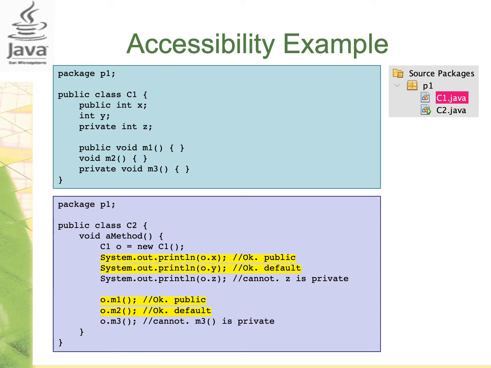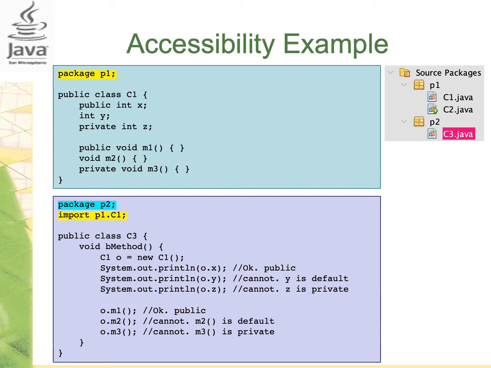The same goes for the methods. o.m1 is valid because m1 is public. o.m2 is also valid because m2 is default and class C2 is in the same package as class C1. o.m3 is invalid because the m3 method is private. So in this example, it proves that within the same package, we can access data and methods that are public and also the default type. You can try and compile both classes to see if it gives you any error. It will not display anything on the screen because we do not have the main method and the methods here are not doing anything.